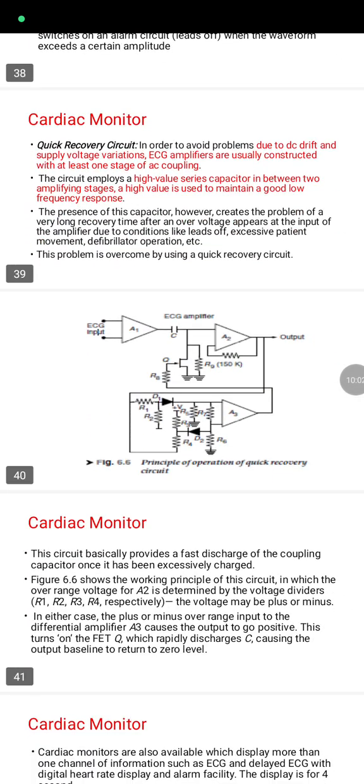This figure shows the quick recovery circuit in a cardiac monitor. In order to avoid problems due to DC circuit and supply voltage variation, ECG amplifiers are usually constructed with at least one stage of AC coupling. The circuit employs a high value series capacitor in between two amplifying stages. A high value is used to maintain a good low frequency response.